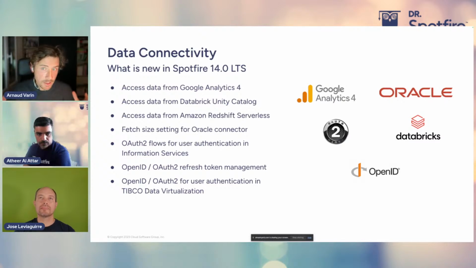When it comes to data connectivity, we always have new capabilities, new improvements in every release, basically. So we added new connectors to Google Analytics 4, which replace the old one, Google Analytics Universal Analytics, if I'm not wrong. You can access data from Databricks Unity Catalog. You can access data from Amazon Redshift Serverless. We added a new option for Oracle connectors users that lets you tweak the fetch size. This is a way to improve the performance for queries made to Oracle.